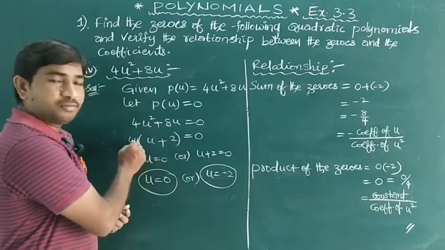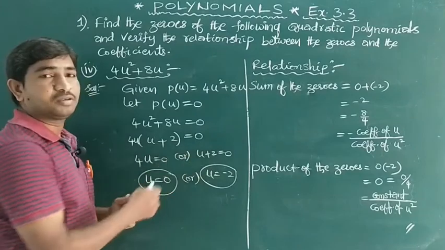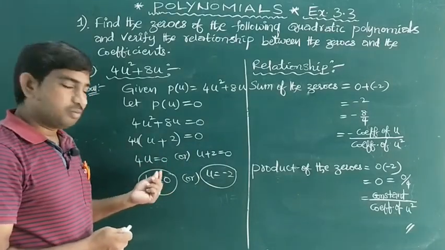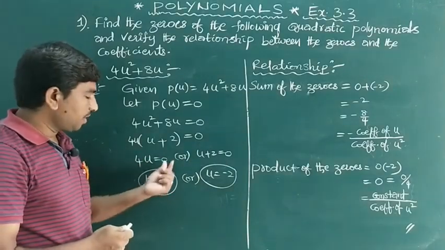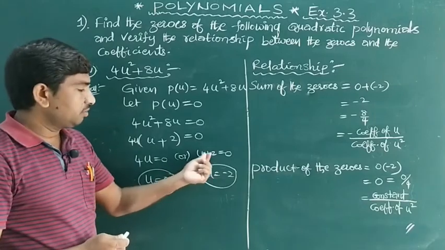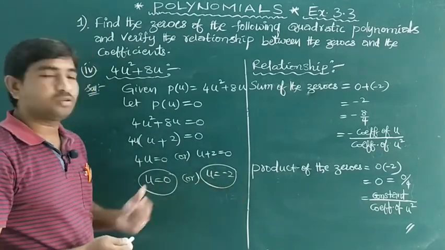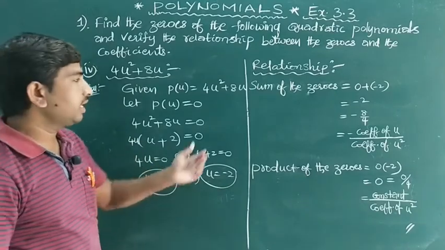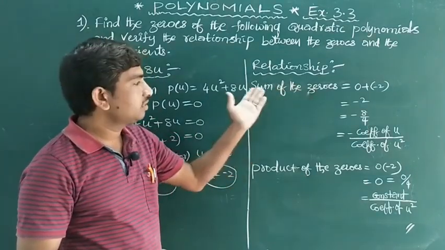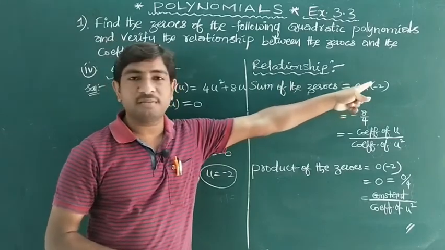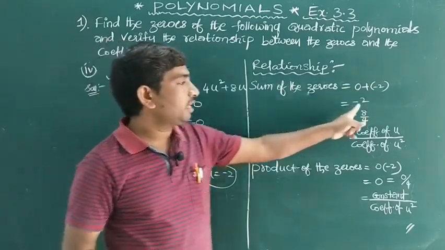So here either 4u is equal to 0 or u plus 2 is equal to 0. 4u is equal to 0 means u is equal to 0 by 4, nothing but 0, and u plus 2 equal to 0 gives u equal to minus 2. These two are the zeros of the polynomial. Now to find the relationship between the zeros and coefficients, the sum of the zeros is 0 plus minus 2, so finally minus 2.